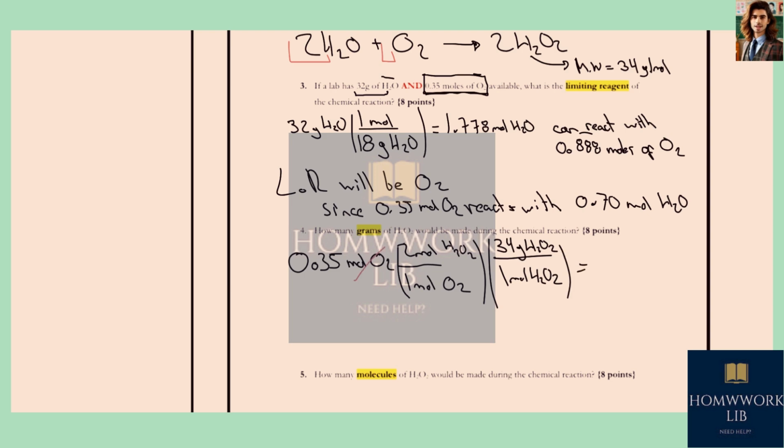Notice that after this operation, the units cancel out and we're going to end up with grams of H2O2, which would be equal to 23.8 grams of hydrogen peroxide.